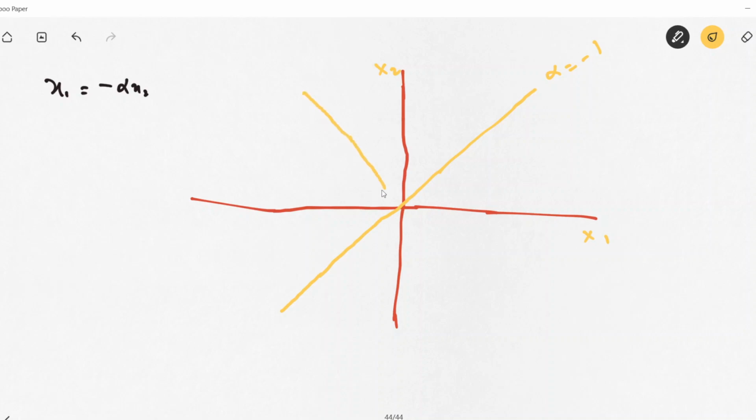So again we have a straight line for alpha equal to 1. At alpha equal to 0, x1 is equal to 0. That means it is a straight line along the y-axis. So this is alpha equal to 0. Then alpha equal to minus 0.5, alpha equal to plus 0.5. So you can take different values of alpha. It's not necessary you take only these values that I have shown here.